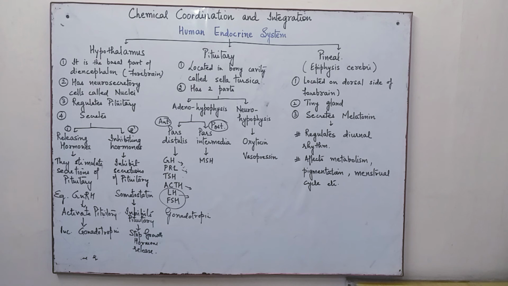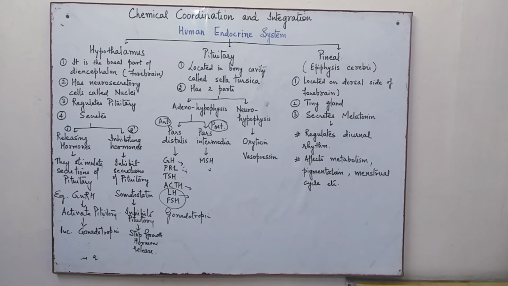Now, the pars intermedia region of the pituitary gland secretes only one hormone, known as MSH, melanocyte stimulating hormone. Now, this hormone acts on cells known as melanocytes, and these secrete melanin, which has a role in the pigmentation of the skin.